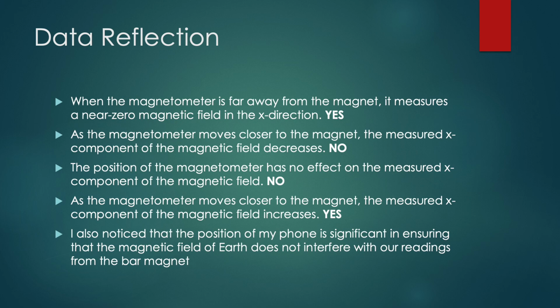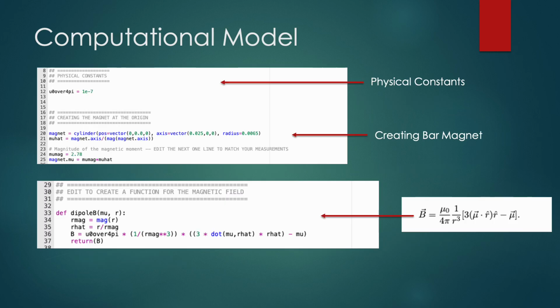The two correct statements given were that when the magnetometer is far away from the magnet, it measures a near zero magnetic field in the x direction, and that as the magnetometer moves closer to the magnet, the measured x component of the magnetic field increases. I also noticed that the position of my phone is significant in ensuring that the magnetic field of Earth does not interfere.